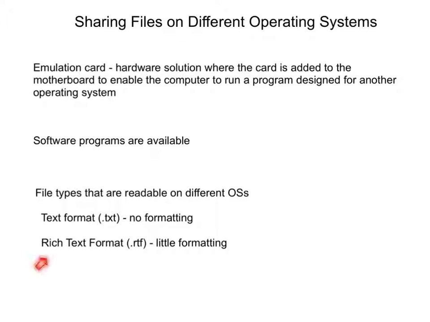Another option is the rich text format. It is kind of the same thing, but it has a little bit more formatting. So the same thing, you could open up Word, write your document, and save it as a .rtf, mail it over to another operating system, and they should be able to open it without a problem. It's a nice little exercise to perform, and I strongly recommend you doing it.